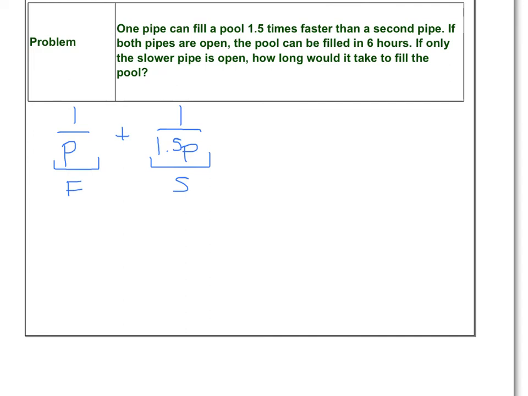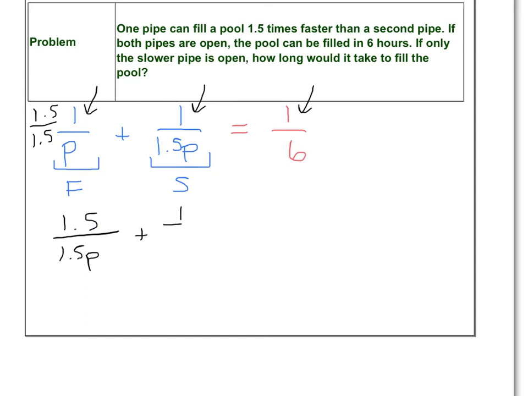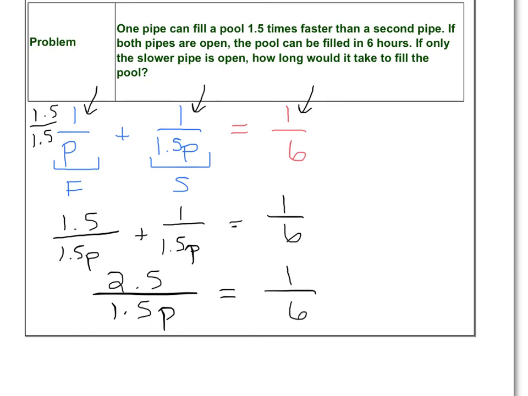Okay, together it takes them only 6 hours. Notice that the one on the top just means one pool being filled. That's the job, okay? So now I'm going to need to get a common denominator, but all I need to do in this scenario is I'm going to multiply the first guy by 1.5 over 1.5. So we have 1.5 over 1.5p plus 1 over 1.5p equals 1/6. So we get 2.5 over 1.5p equals 1 over 6.